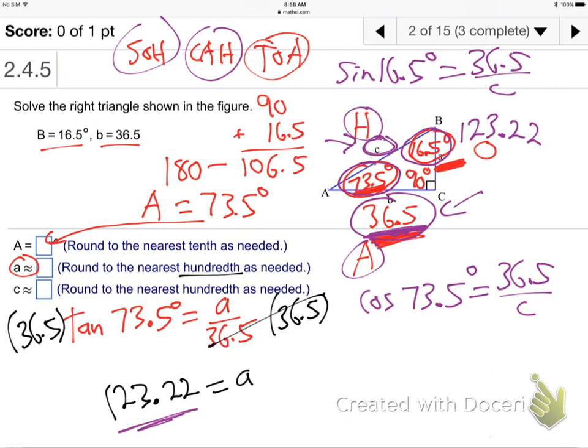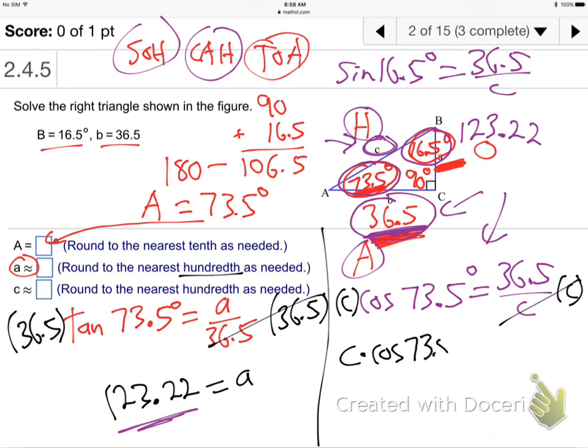So how do I solve this equation now? What do we always do? We multiply by the denominator. Even if the denominator is a letter, it's still the same game plan. If the denominator is a number or a letter, either way, the same action is required. Multiply both sides, get this out of the way, and then it cancels. We good there? You get C times the cosine of 73.5 degrees equals 36.5. Good to there?